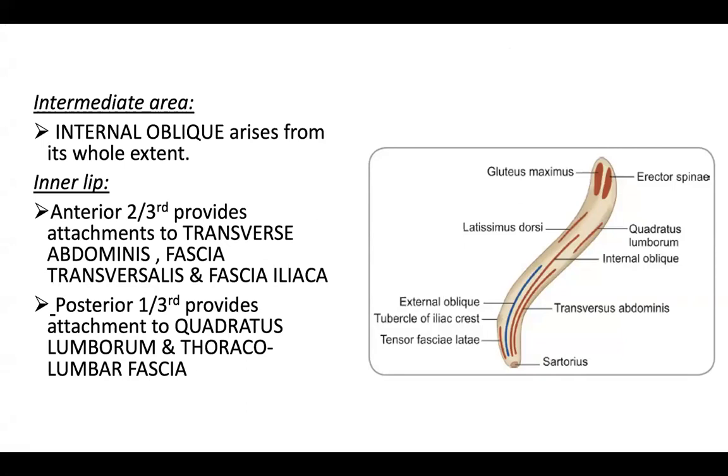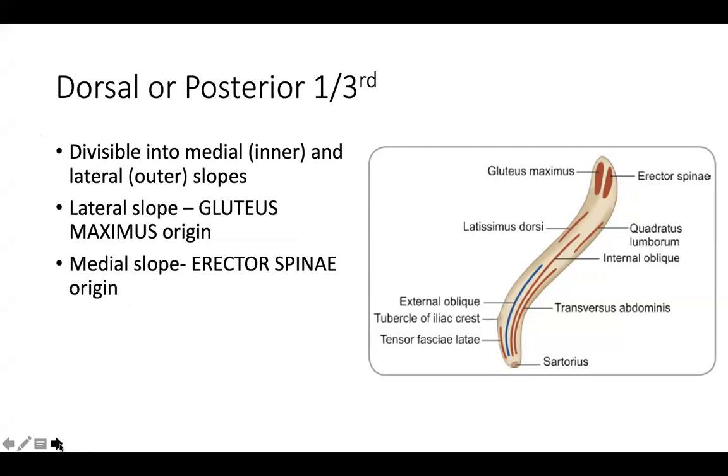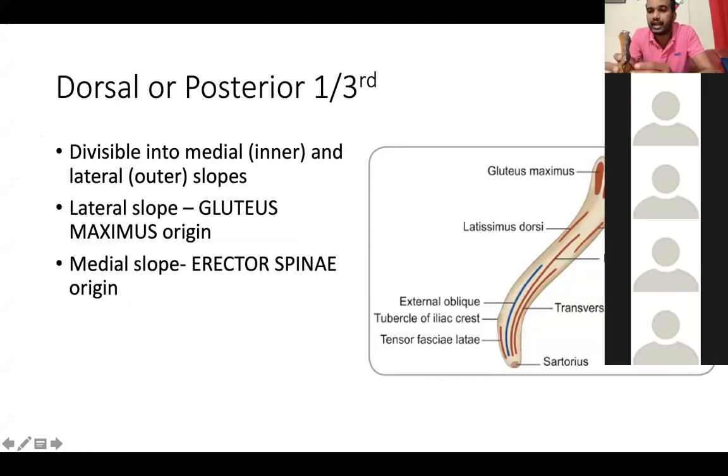Posterior 1/3. Absolutely right. The posterior 1/3, now this one, this area. The posterior 1/3 of the iliac crest is also called what? Dorsal segment. Very good. The posterior 1/3 of the iliac crest is also called the dorsal segment, and this is divided into two slopes.